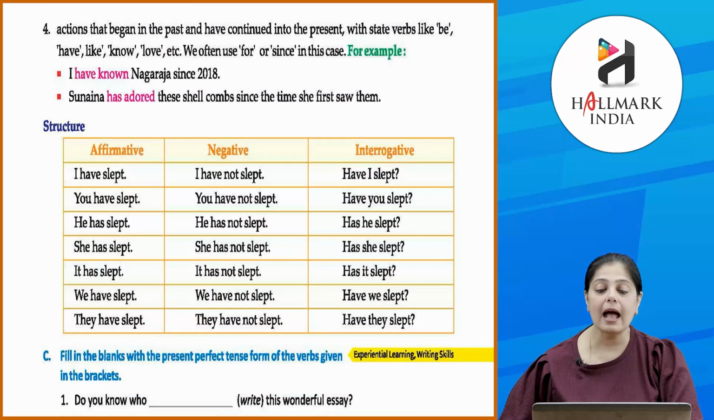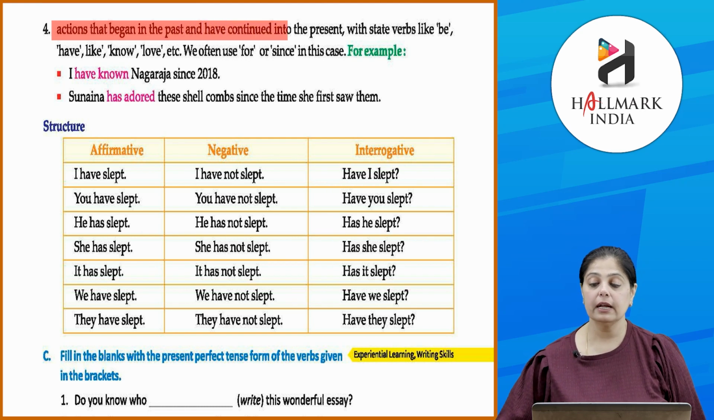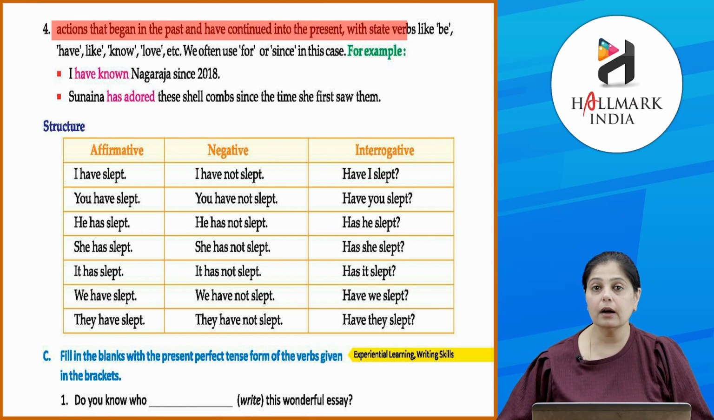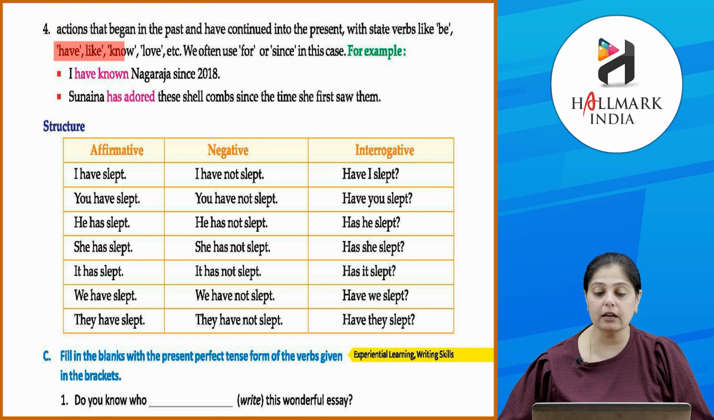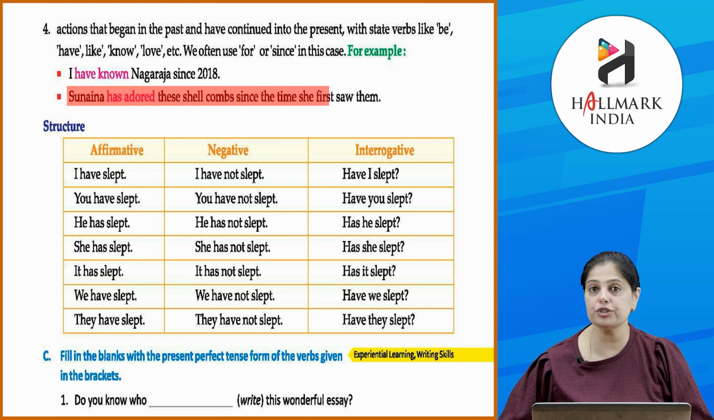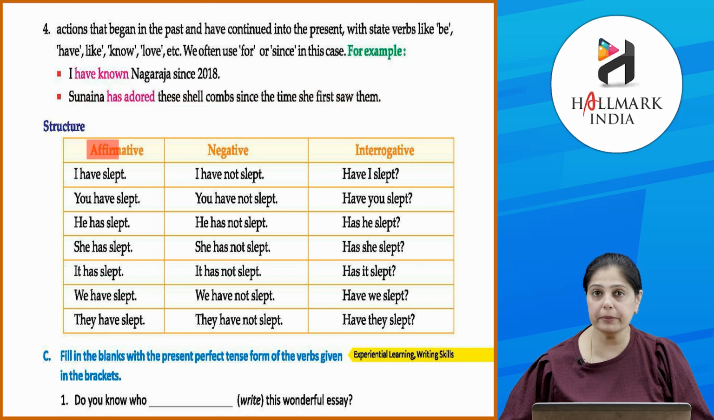All right. Next, actions that began in the past and have continued in the present with state verbs like be, have, like, know, love, etc. Okay, we often use for or since in this case. I have known Nagaraja since 2018. Sunaina has adored these shell combs since the time she first saw them. Okay, let's look at the structure. Affirmative, negative and interrogative sentences ka.